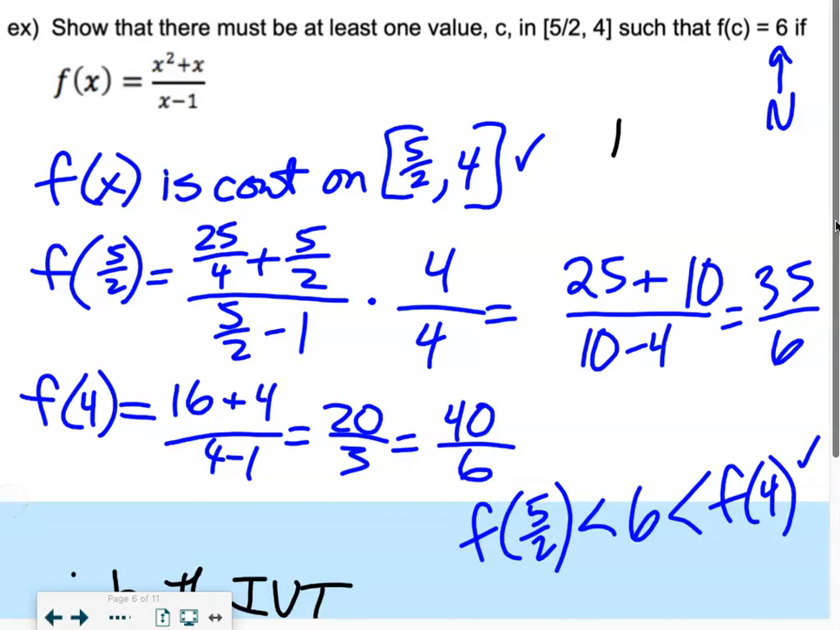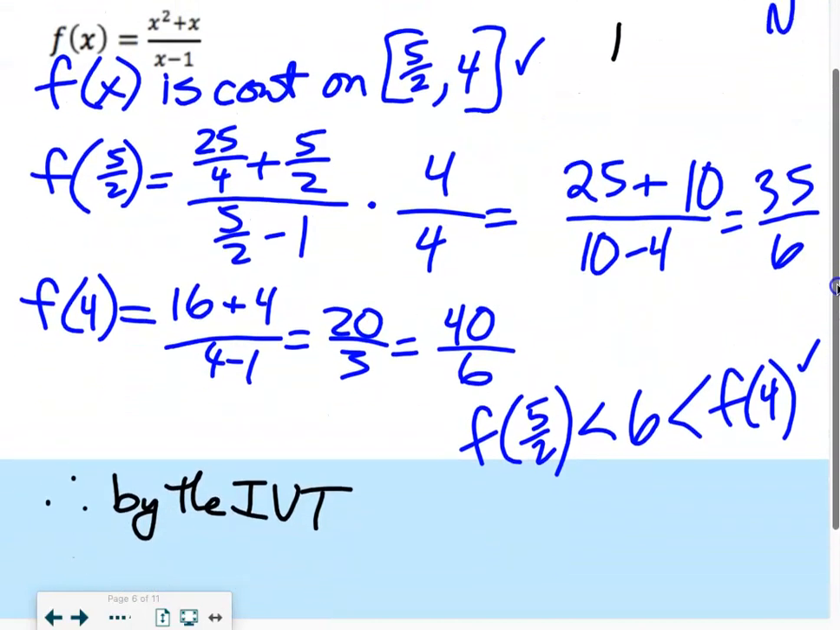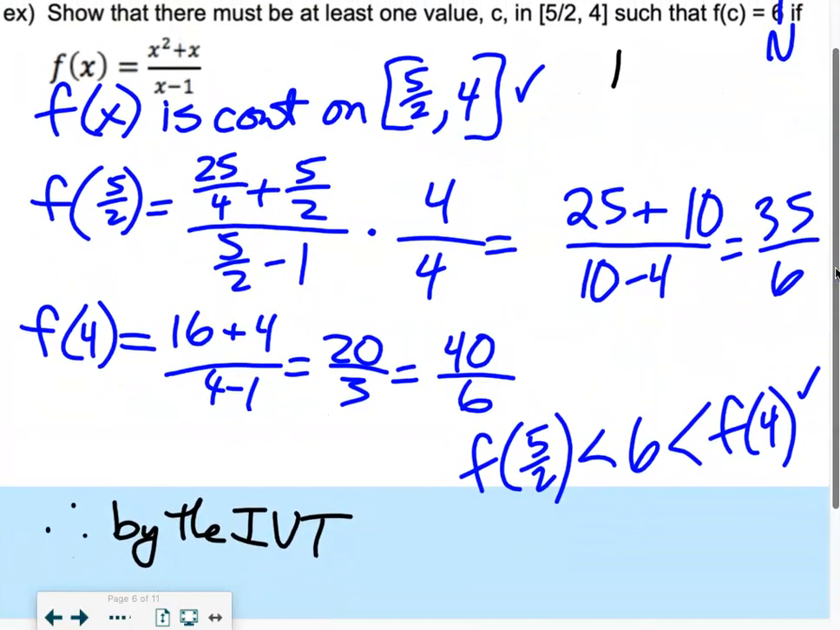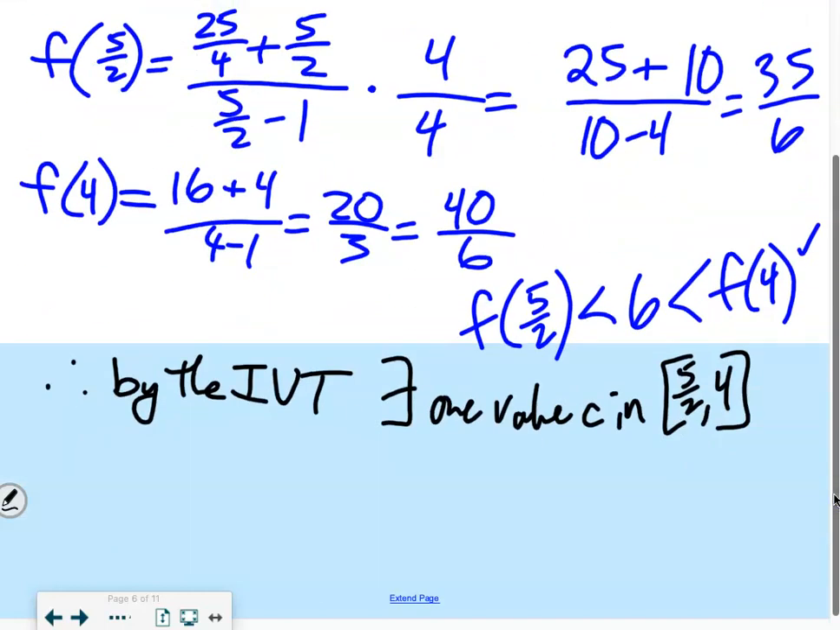I guess I can move this whole thing down a little bit. There, so I can see it and write it at the same time. Okay, therefore, by the IVT, there exists one value C in (5/2, 4) such that, that's also like a backward E, but a curvy one, such that f(C) equals 6.